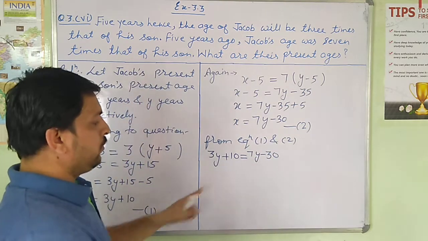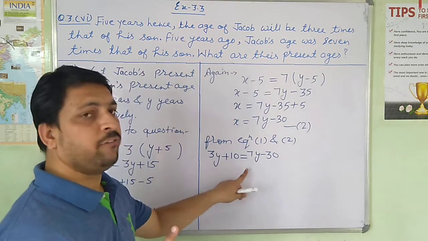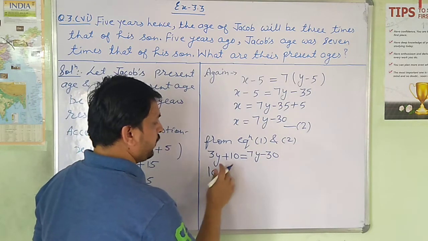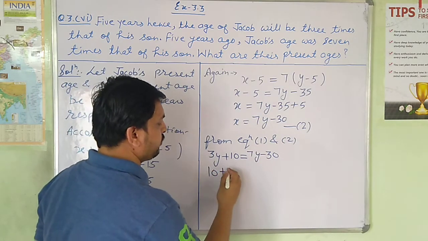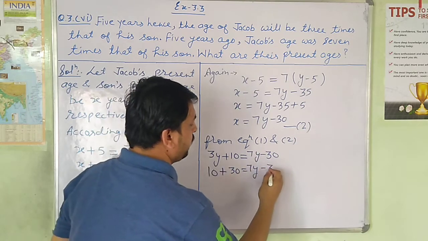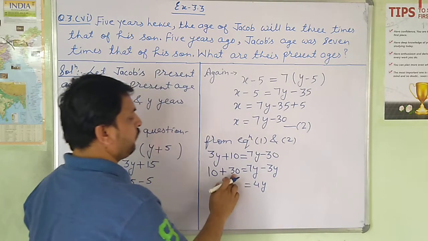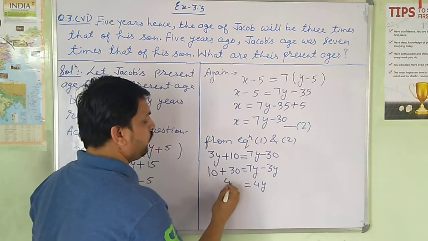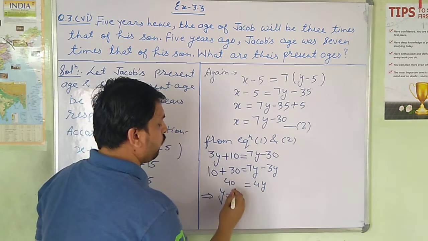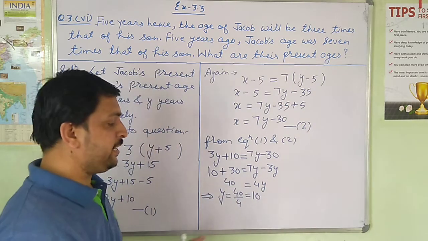Now here this equation is completely converted into one variable. Now we will find the value of y from this equation. 3y will be shifted, 10 minus 30 will be shifted, so it will be positive, and 7y it will be negative 3y. 7y minus 3y, that is 4y, and 30 plus 10, that is 40. So students, we can say y is equal to 40 divided by 4, that is 10. So value of y is 10.